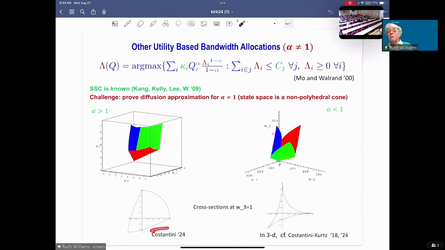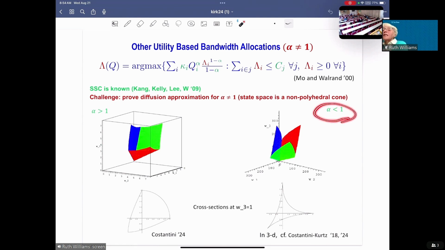And there's very recent work of Cristina Costantini that shows, at least in some circumstances, this is a well-defined diffusion process. It's still to be done to actually prove that the bandwidth sharing model converges to this diffusion process. But this is very nice recent progress on the underlying fundamental theory for the diffusion process.